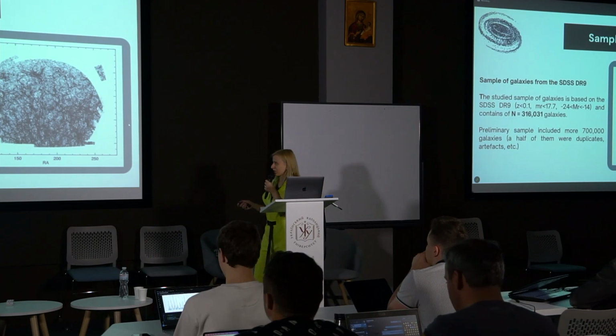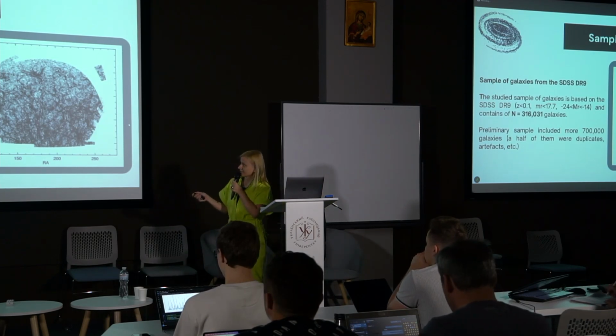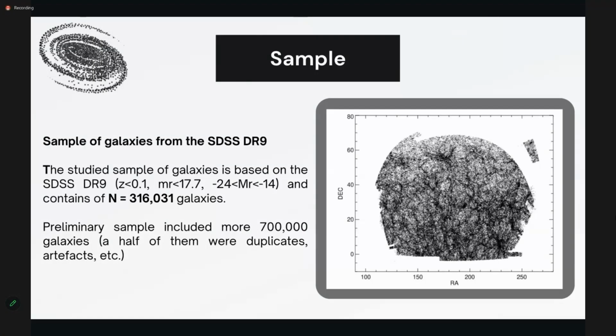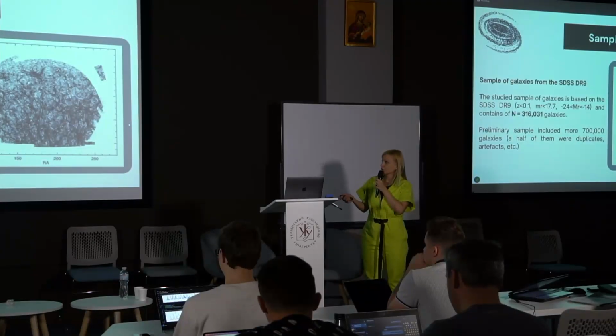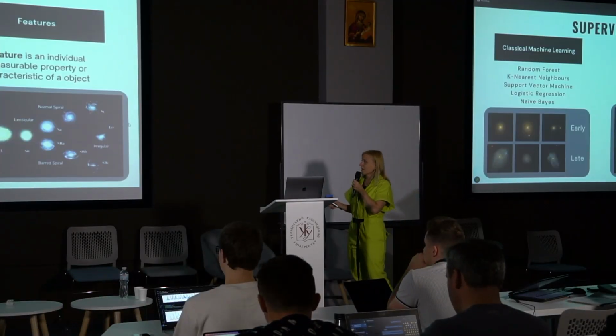In our work, we use SDSS release number 9. First of all, it was 700,000 galaxies, and we deleted all duplicates and some artifacts. Sometimes the SDSS scan in the sky puts a galaxy where it is an empty place. We deleted all of this, and as a result, we have nearly 300,000 galaxies, with redshift up to 0.9.